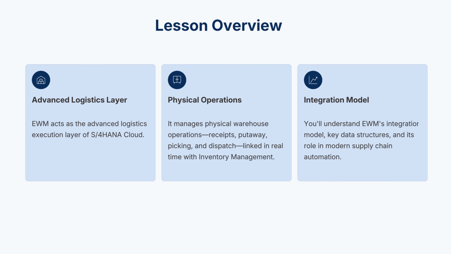EWM controls every physical movement in a warehouse: receipts, putaway, picking, staging, and dispatch. In S/4HANA Cloud, it's embedded within the same digital core as inventory management, eliminating data duplication.